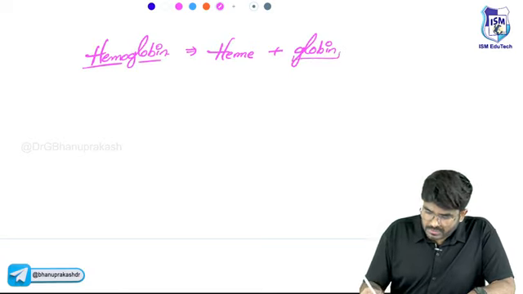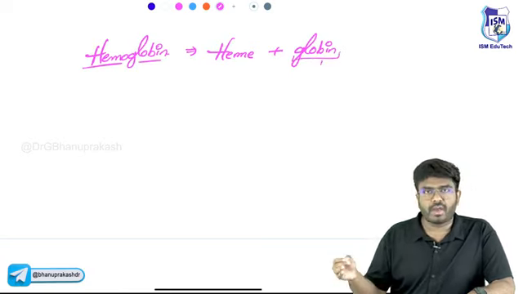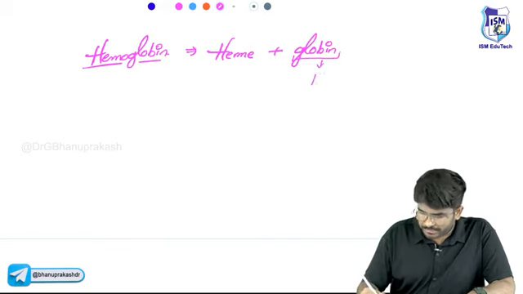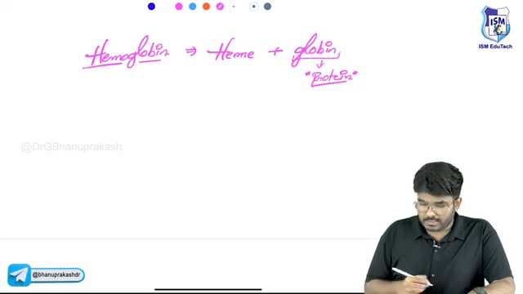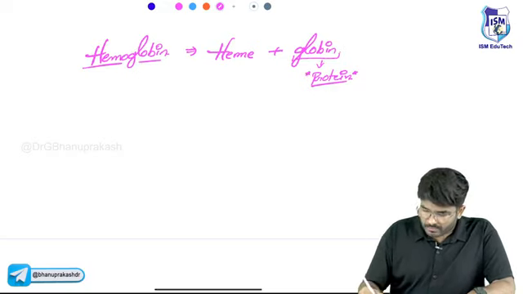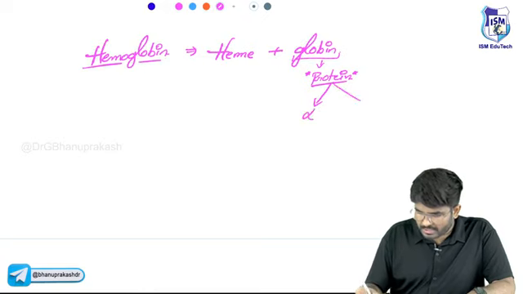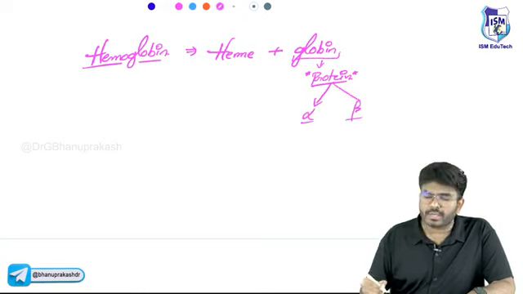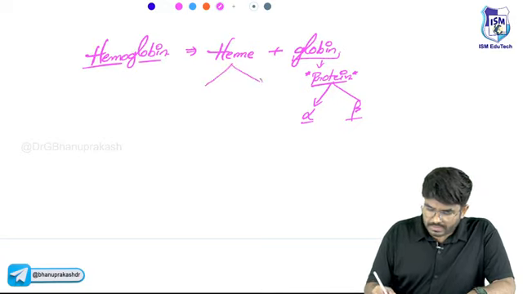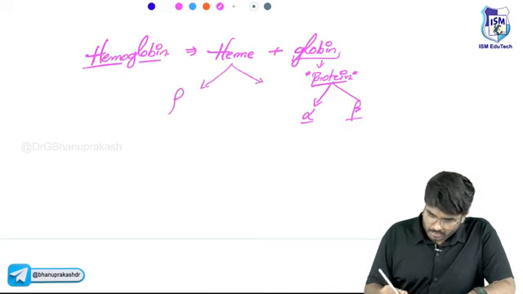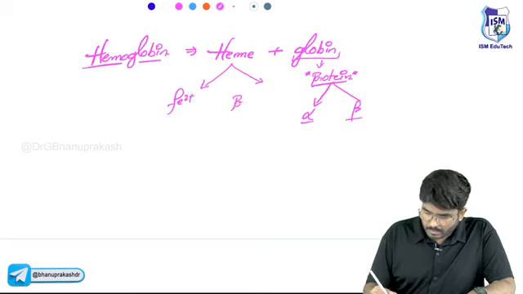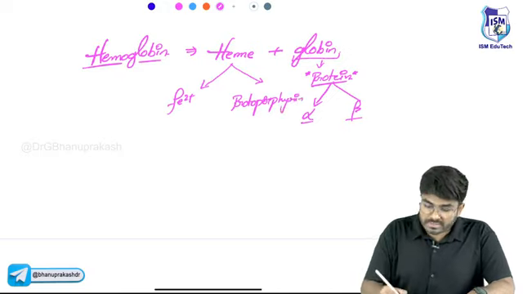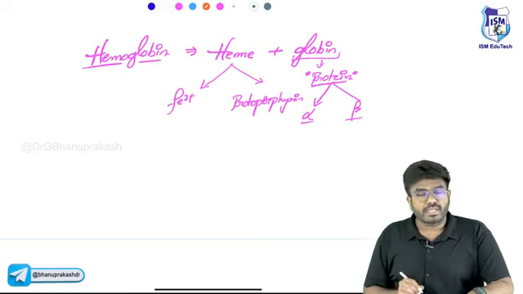So what is this globin? Globin is a protein, made up of alpha globin chains and beta globin chains. Then what is this heme? The heme is made up of 2 things: iron and protoporphyrin. Now you need to understand why microcytic anemias.